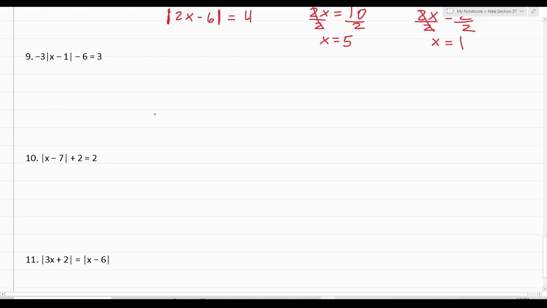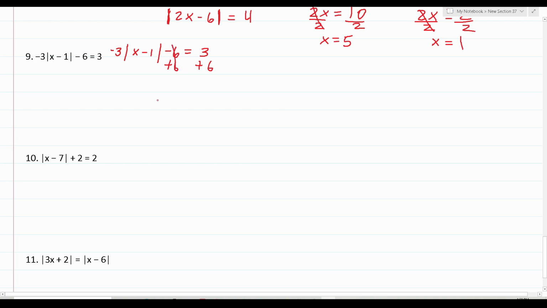All right, let's work on number 9 now. We can see that it says negative 3 times the absolute value of x minus 1 minus 6 equals 3. So to start, I'm going to go ahead and copy this one down right here. We have negative 3 times the absolute value of x minus 1 minus 6 equals 3. So again, our goal is to get the absolute value by itself. So let's add 6 to both sides here.